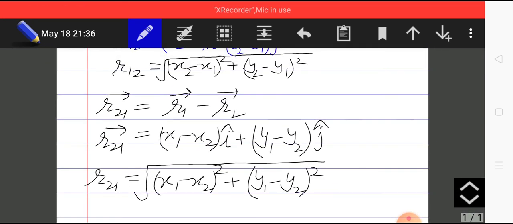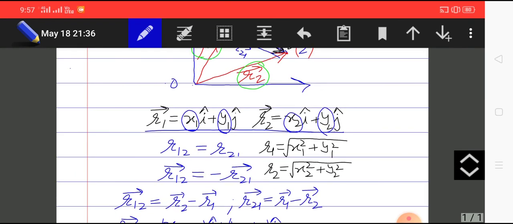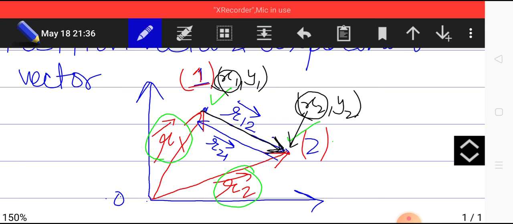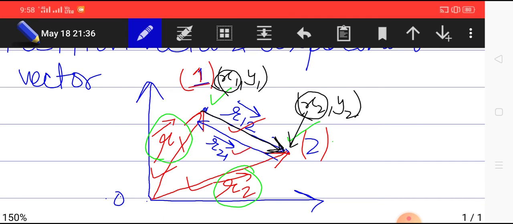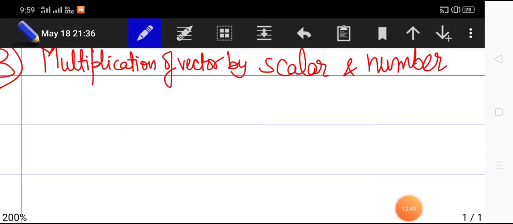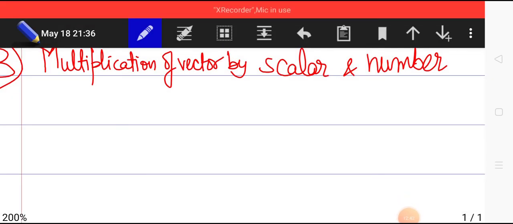So I think you understand how to write the position vectors of given points and how to write the displacement vectors corresponding to point 1 to 2 or point 2 to 1. So next is multiplication of a vector by a scalar and a number. So first we will start with a number.